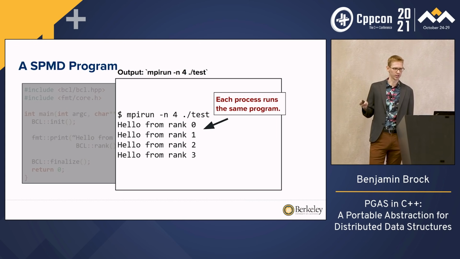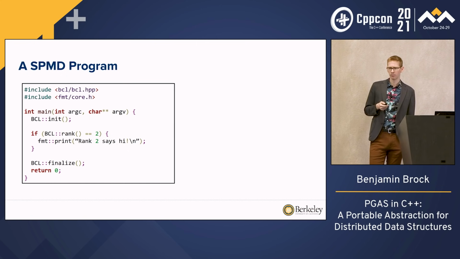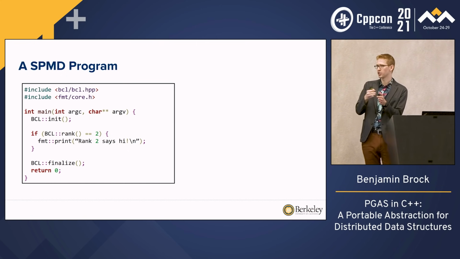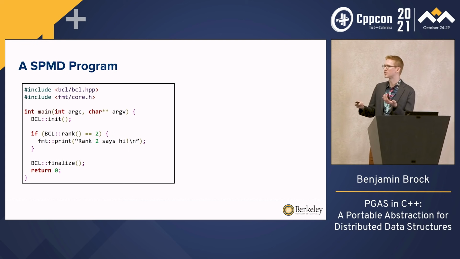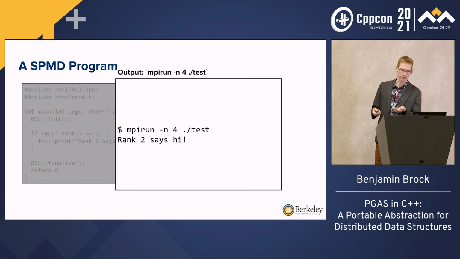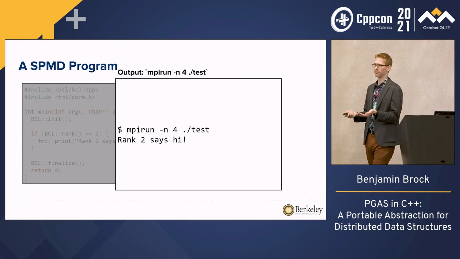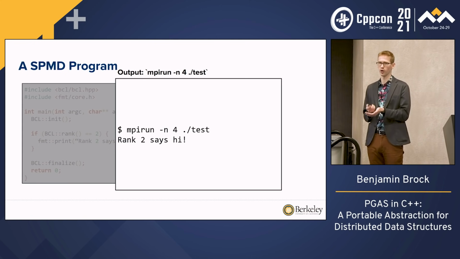So each process is running the same program. And we can have a particular process take a particular path by using if statements. So you can say if your rank is rank number 2, then run this statement of code, and we can see it only prints out once, right? Because only one process is running it.